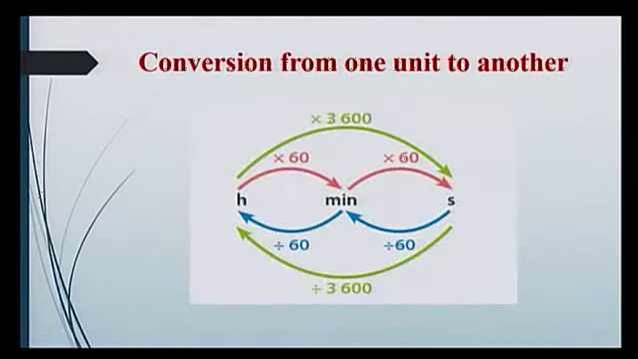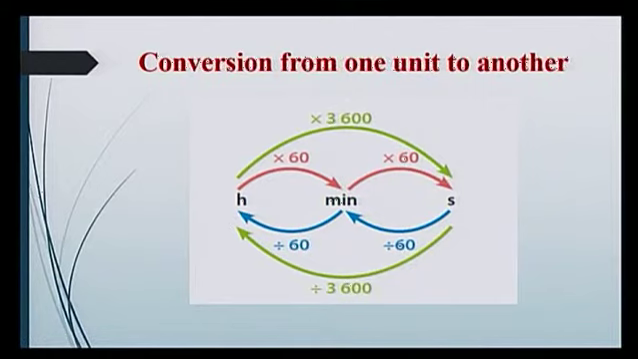So let us look at this conversion chart. If I have to convert from hour to minutes, I multiply by 60. If I need to convert from minute to second, I multiply by 60. Now, if I have to convert from hours to seconds, I multiply by 3,600. Similarly, if I have to convert from seconds to minute, I divide by 60. To convert from minute to hours, I divide by 60. And if I have to convert from seconds to hours, I need to divide by 3,600.